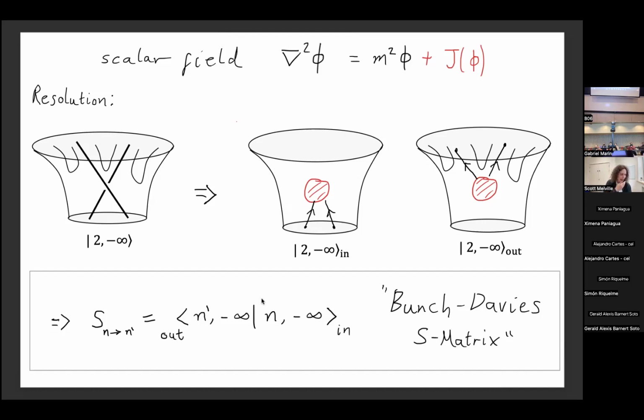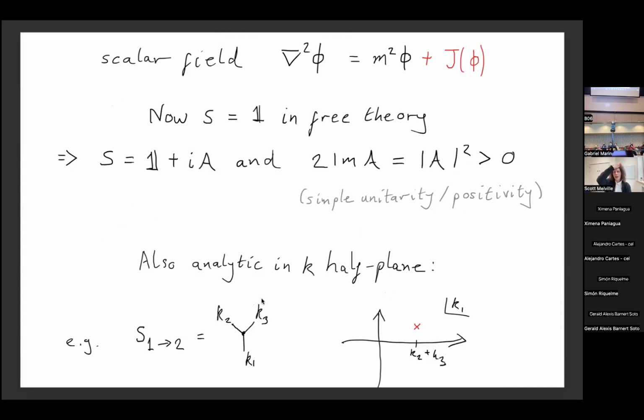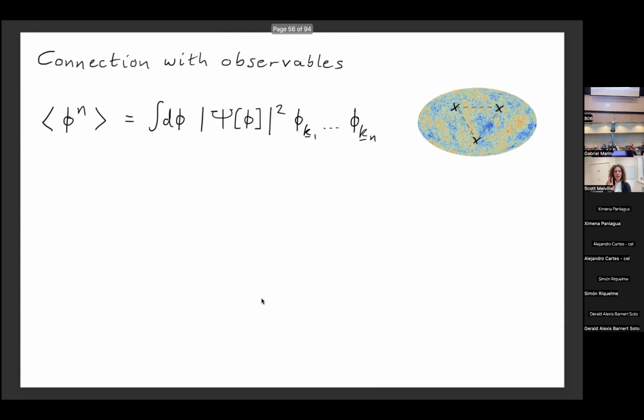Okay, good. Fantastic. So I'm coming towards the end of the hour, and what I want to do is close with some of the properties that this S matrix has. One natural question you would have is, how is this related to observation? How is this related to the correlation functions that I measure in the CMB?